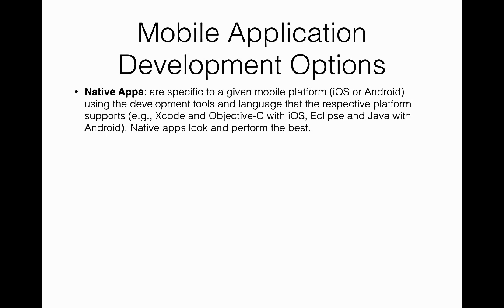They are specific to a given mobile platform, iOS or Android, using the development tools and language that the respective platform supports. For example, Xcode and Objective-C with iOS, Eclipse and Java with Android. Native apps have the privilege of the best look and feel and performance relative to other options.